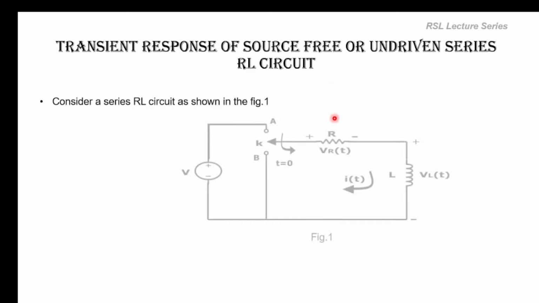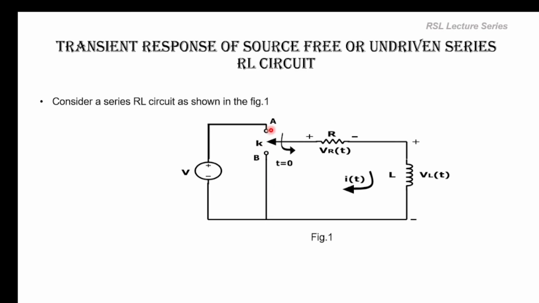In this lecture, we are going to discuss the transient response of a source-free or undriven series RL circuit. So let us consider a series RL circuit as shown in figure 1. Here we have two different positions, position A and position B, and K is the switch. R and L are connected in series.